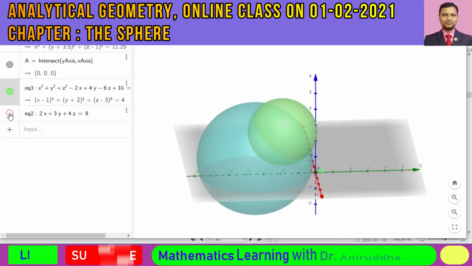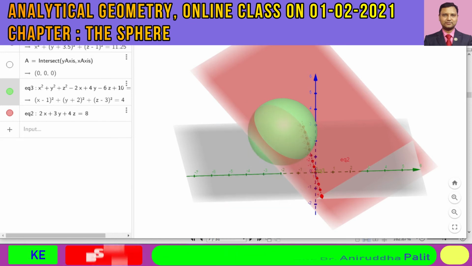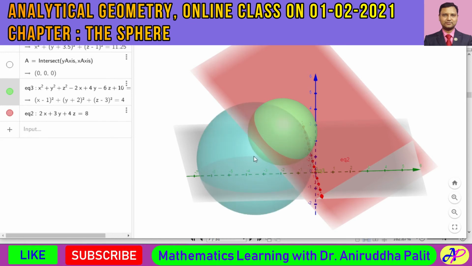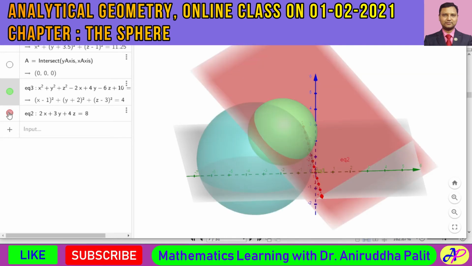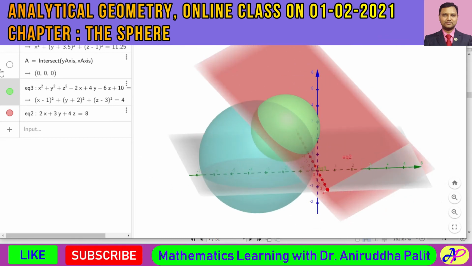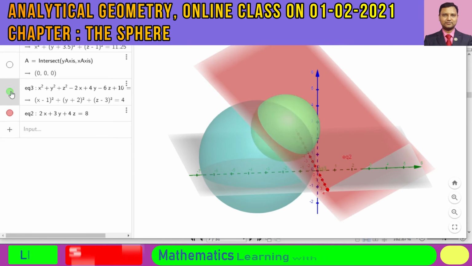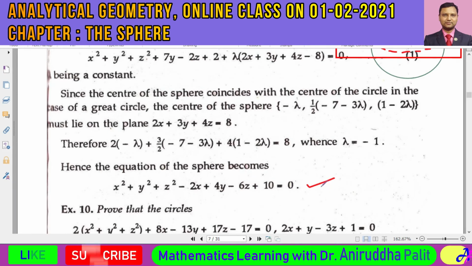So hopefully this is clear to you. This is the sphere, and the circle was given by the intersection of this sphere and this plane. And this is the required sphere. All right, so in this way we compute the equation of this green circle. This is the required sphere. All right, so in this way we compute this equation.